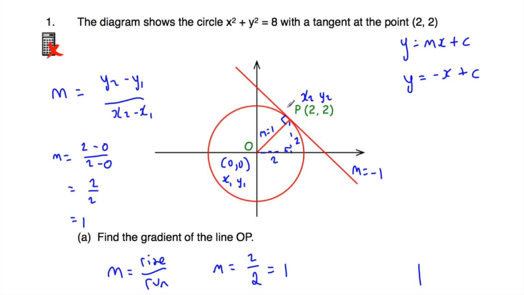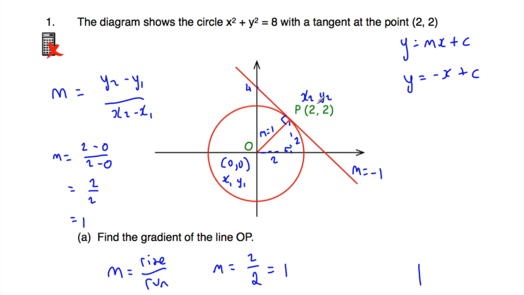There's a few different approaches that we could use here. One approach is we know the gradient's -1, so this is the point 2, 2. If we go back 1, up 1, back 1, up 1, we'll get to this point here, which is (0, 4). So that's one way, using a bit of common sense. That's not how I would normally do it, but this was quite a nice question to do that with.